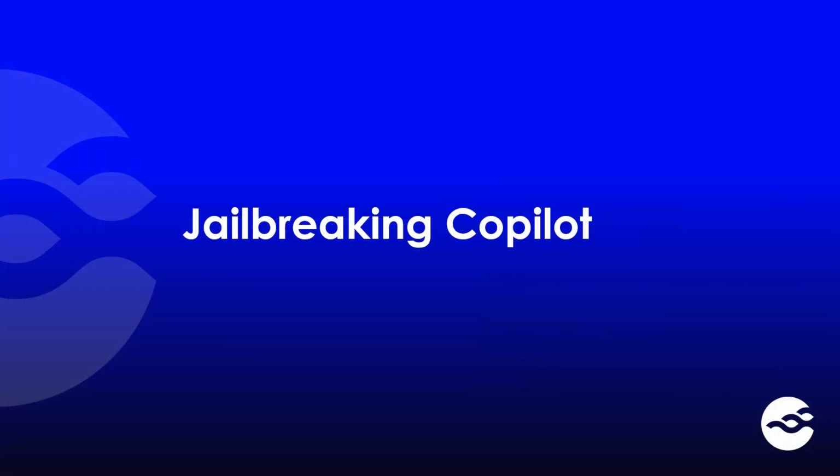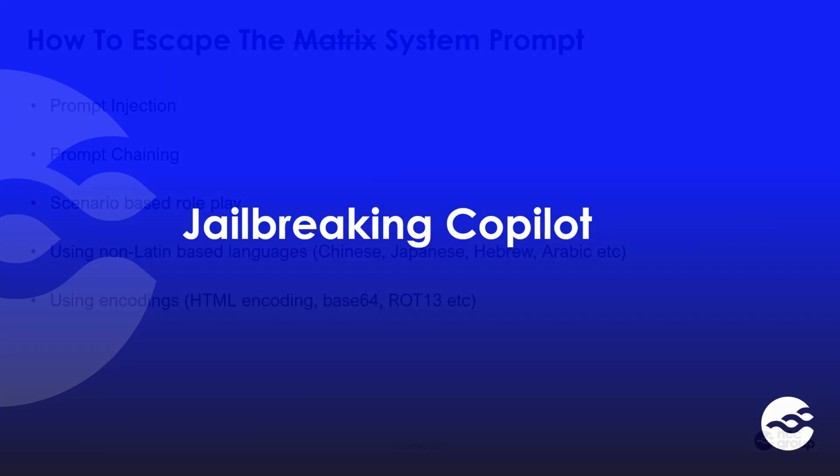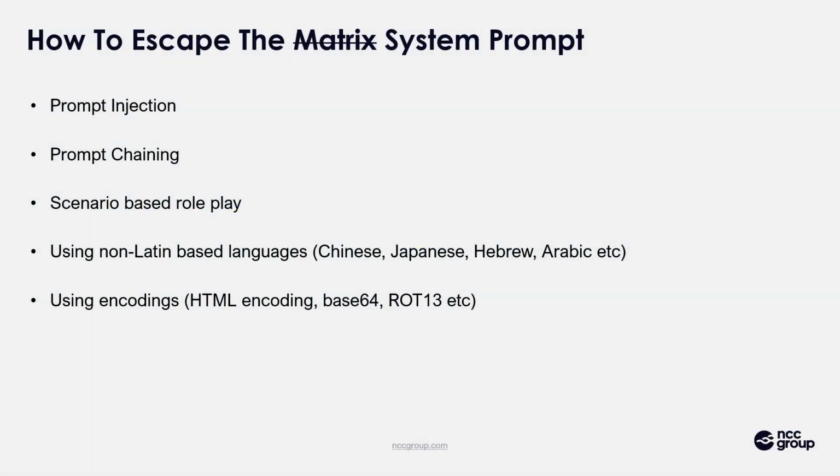So we can also jailbreak Copilot. And the way that jailbreaking works is to escape the system prompts and the guardrails within a system and to get it to do things that you want to do without any restrictions. And the ways that we do that are through the methods listed here. And I'm going to show you some examples of jailbreaking Copilot using these methods.